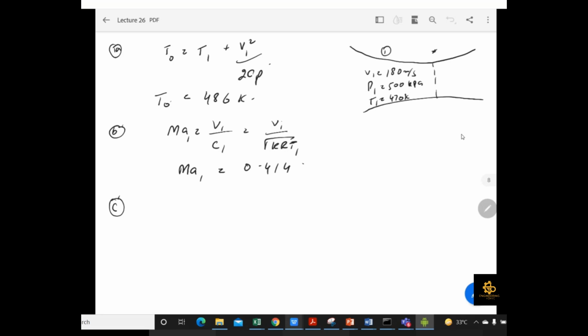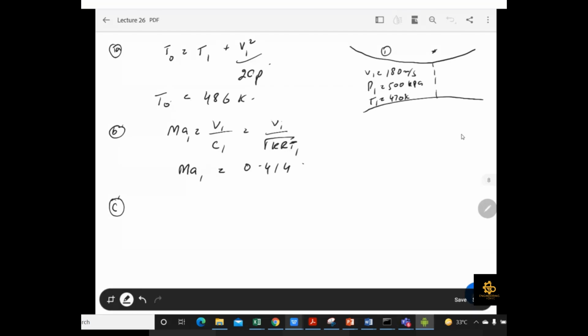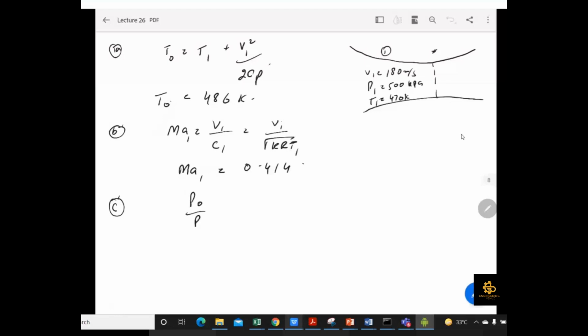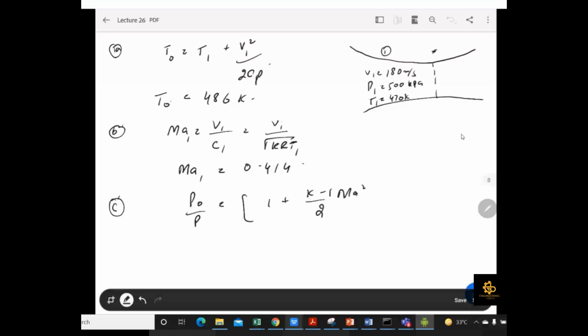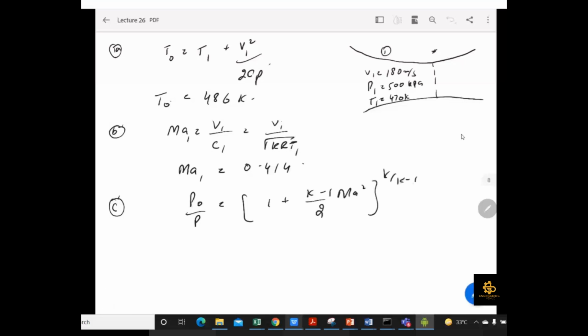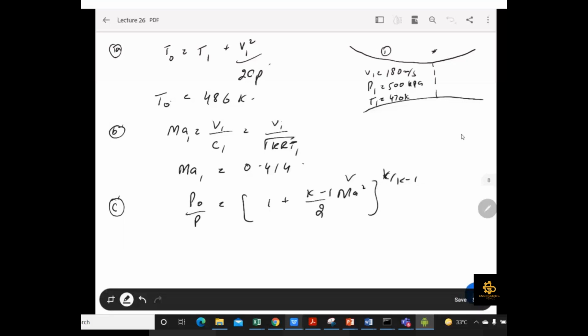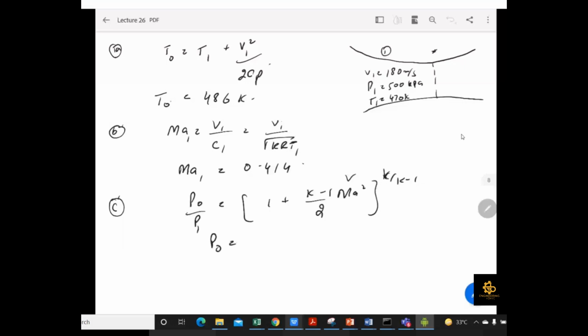For part C, we have to find the stagnation pressure. You simply apply P naught divided by P equals 1 plus (K minus 1) divided by 2 Mach square, raised to the power K divided by (K minus 1). You have the Mach value and you already know K, and P is P1, which is mentioned in the problem statement. From there you can find P naught, which is equal to 563 kilopascal. This is your part C.